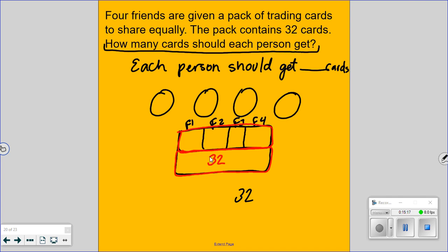Put into. How many groups? How many friends do I have? 4. 4 groups. The value is... Beautiful. Do we know? Did it say? No, mystery. Beautiful. 32 things. In this case, 32 cards, put into 4 groups, shared with 4 friends, equals mystery for each friend.